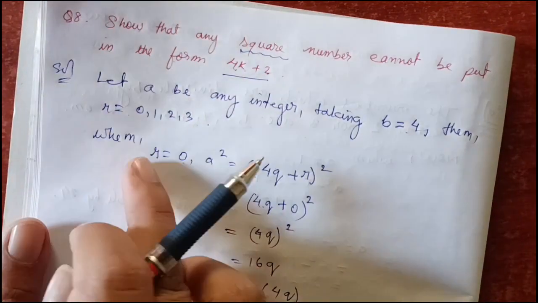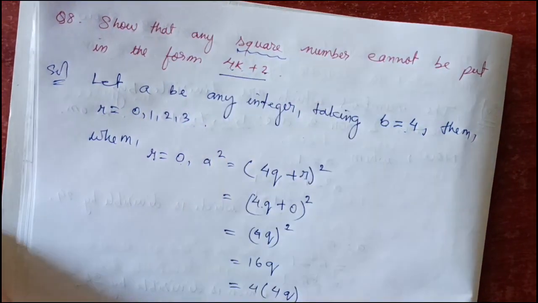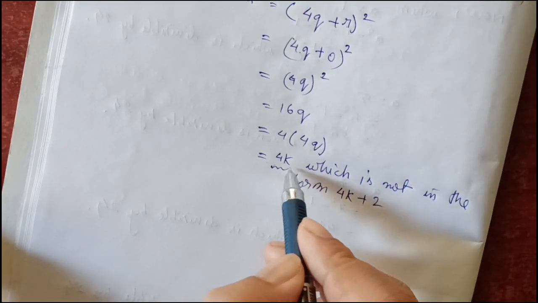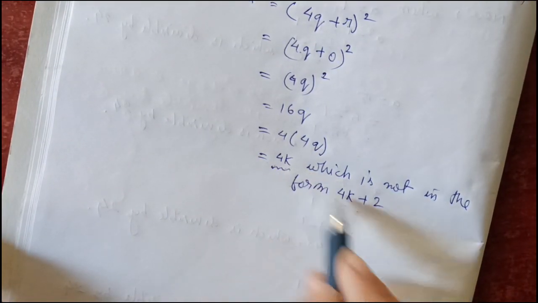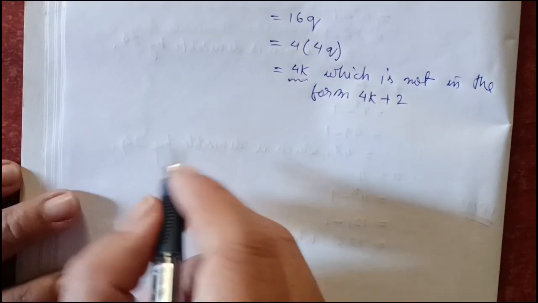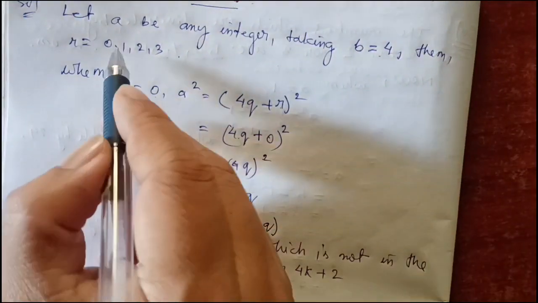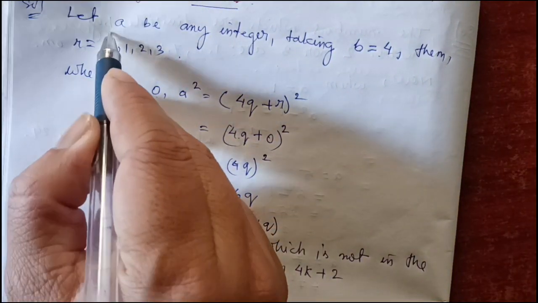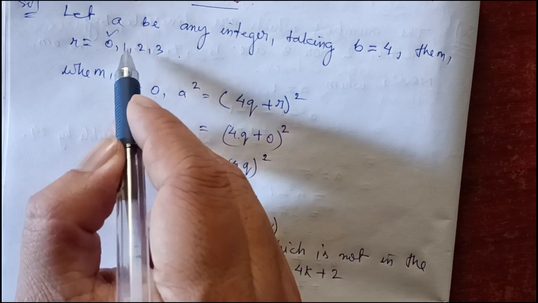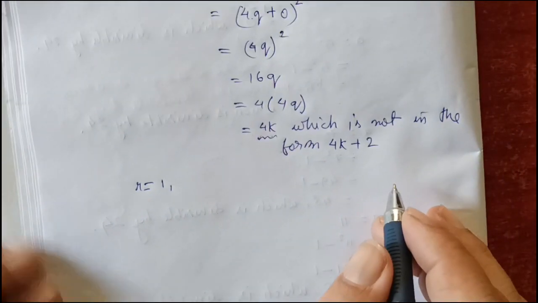So the question says that when we solve such type of question, we will not get the form 4k plus 2. So here also we are not getting. We get only 4k, but we do not get 4k plus 2. Okay. Now let us try again. When r equal to 0, finish. So when r equal to 1, let us take when r equal to 1.